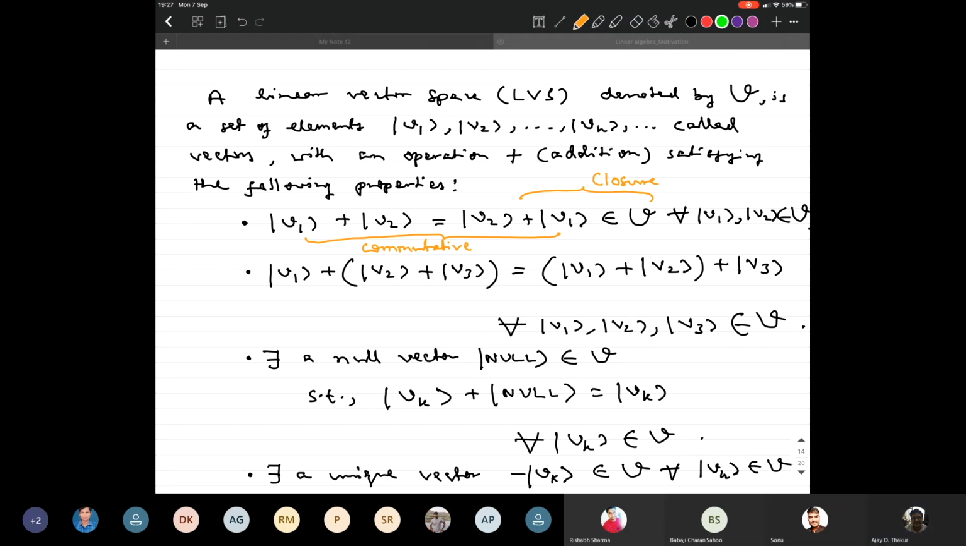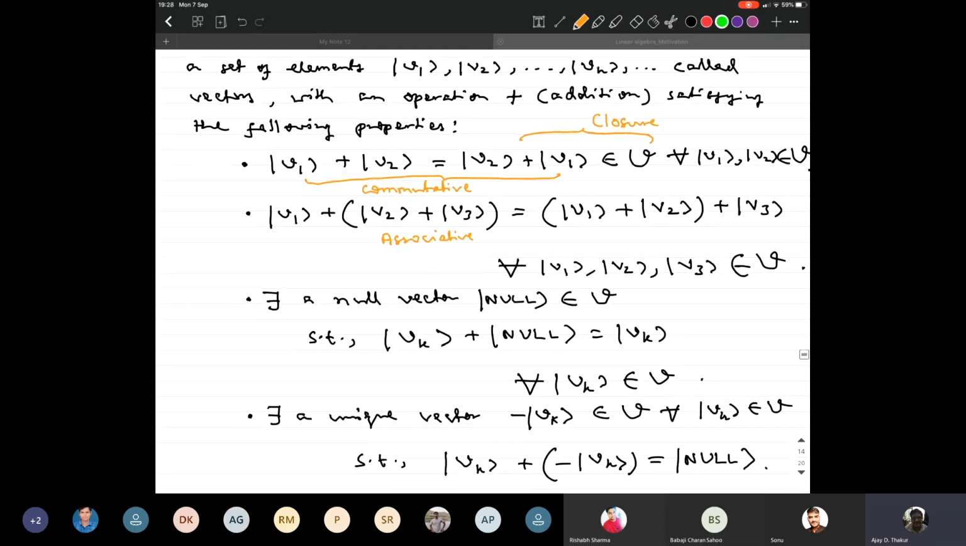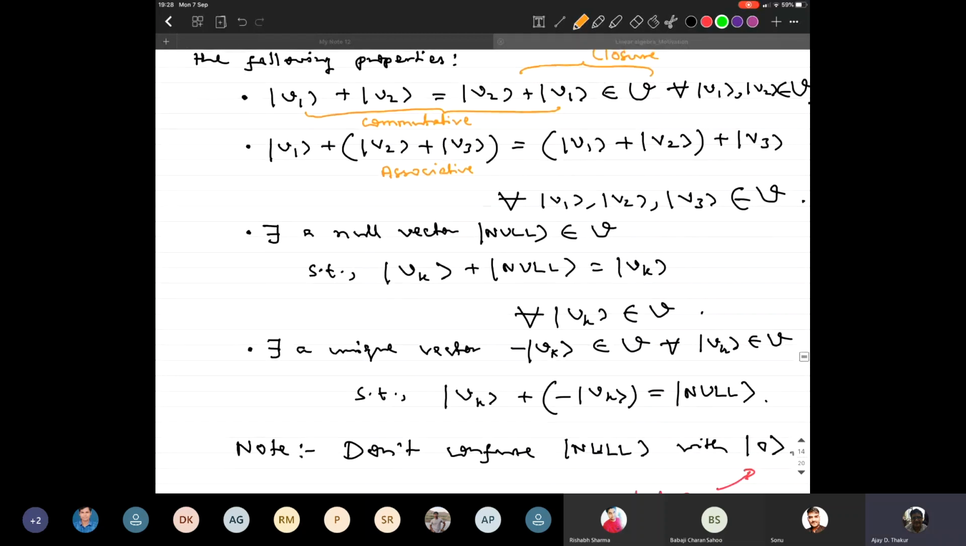Under addition, the fact that any two vectors added together is also a member of the same vector space is called closure property. And the fact that order of addition does not matter means that it is commutative under addition. Similarly, when we write v1 plus v2 plus v3 equals v1 plus v2 plus v3 with different groupings, the order of addition does not matter. So this is the associative property. What is the difference between distributive property and associative property? We'll soon see an example where we'll come to it. At the moment, this is an associative law for the vector space.